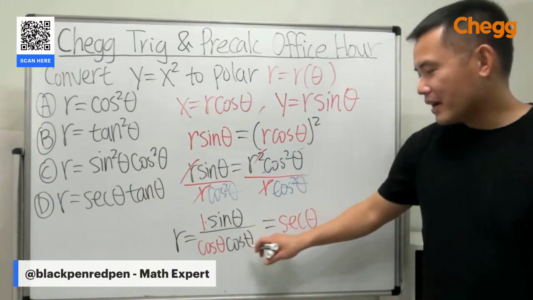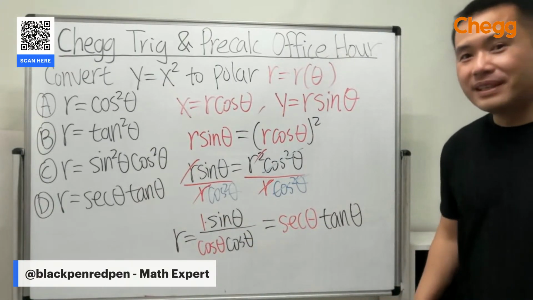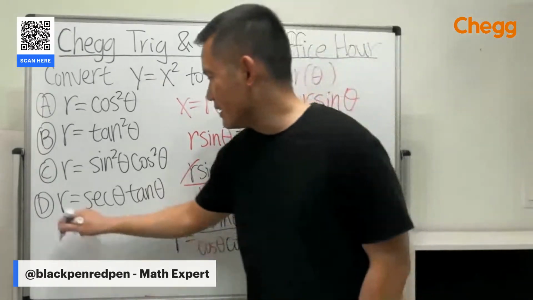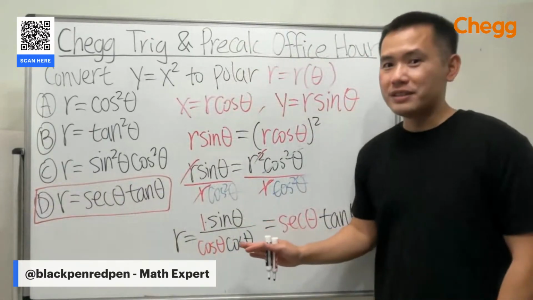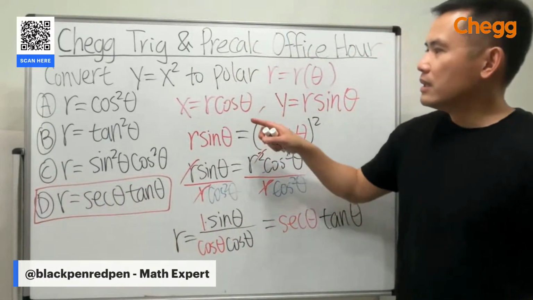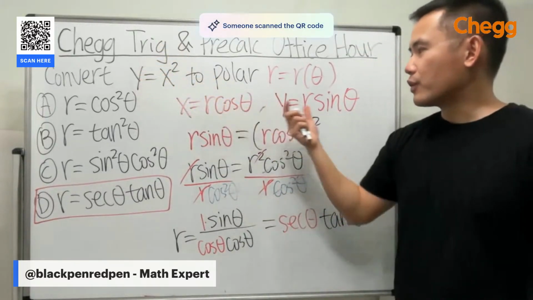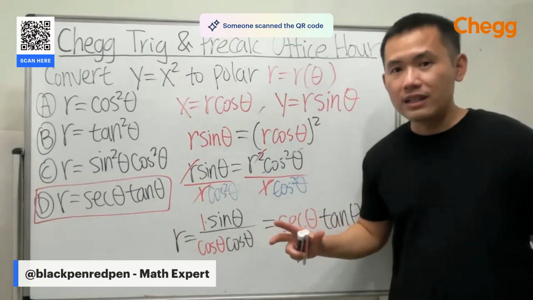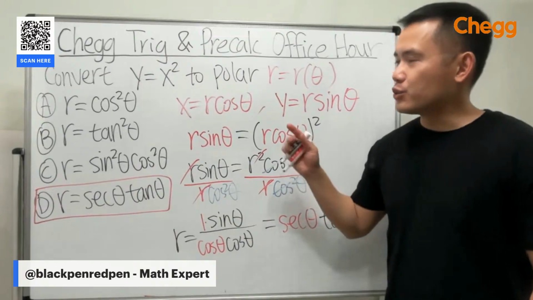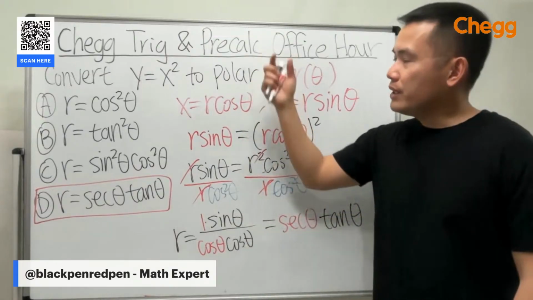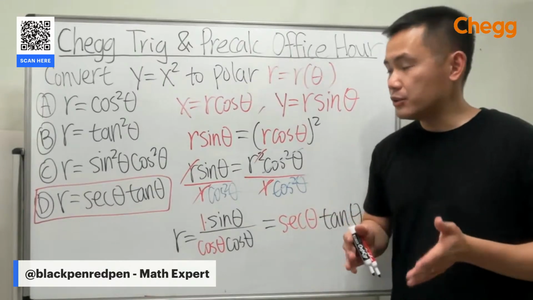Next, sine theta over cosine theta, that's tangent theta. Therefore, the answer is D. This is it. So I like this kind of question a lot because not only do you have to know how to work with Cartesian equations and also polar equations, and the conversion formulas, but you also have to deal with a lot of trig identity stuff, which is one of the most difficult parts in trig or pre-calc. Remember, pre-calc is like half college algebra and half trig.